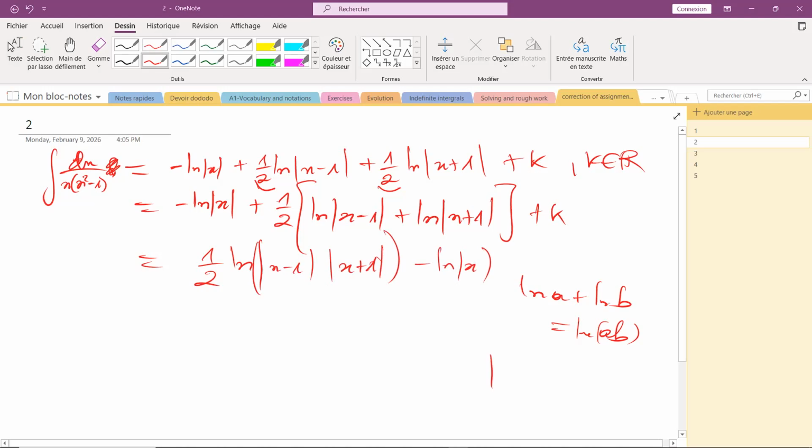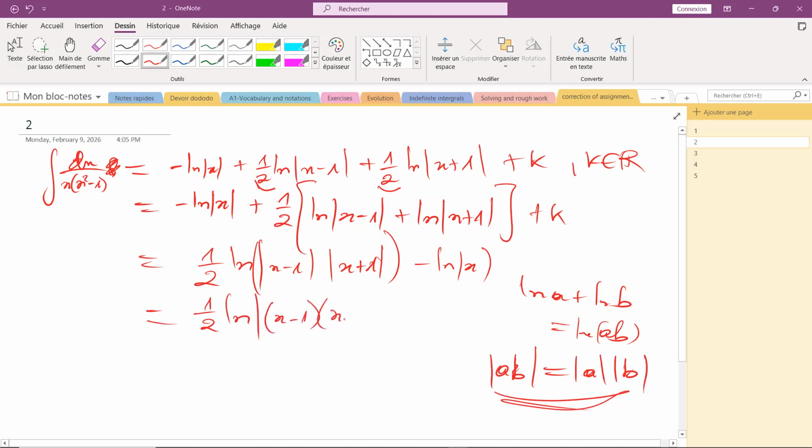But we know that the absolute value of ab is equal to the absolute value of a times the absolute value of b. This is an important property. So from here, this will give a half ln of what? The absolute value of x minus 1 into x plus 1, minus ln of the absolute value of x.